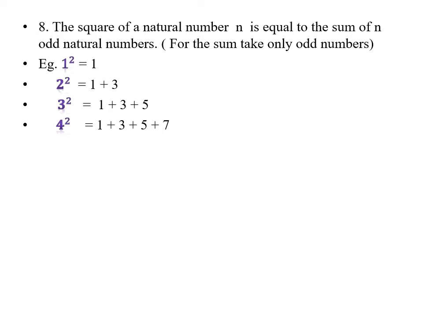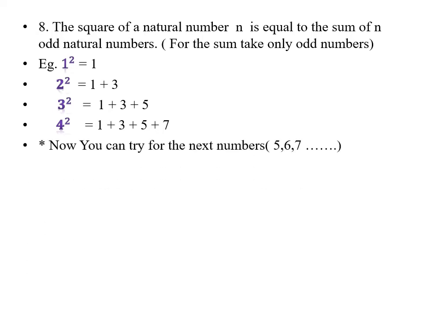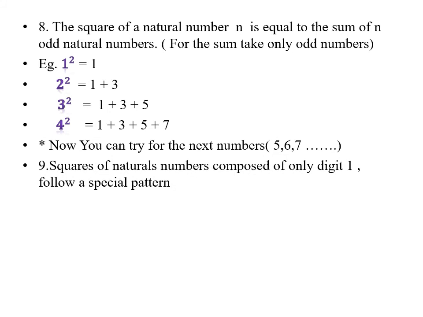Next number is 4. 4 square equals, again you have to take the first 4 odd numbers. So 1 plus 3 plus 5 plus 7 equals, if you add it, you will get the number 16. Isn't it very interesting? Now it's your task. You can try for the next number and just check whether it is true or not.